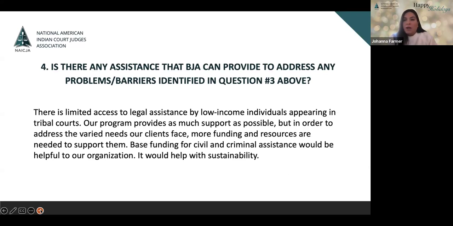As we all know, grants are competitive. They are not guaranteed. And so when we get base funding, that means that it's just guaranteed to the organizations. And that's the kind of push that we're making for funding.